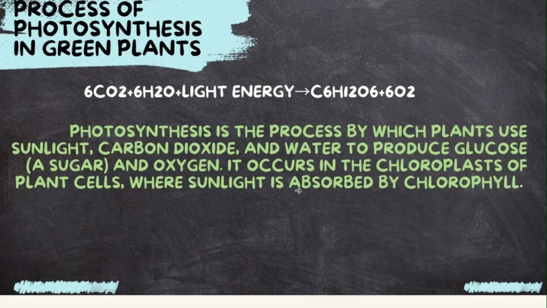So this is the process by which plants use sunlight, carbon dioxide, and water to produce glucose and oxygen, and it occurs in the chloroplast of the plant cell where light is absorbed by the chlorophyll. So chlorophyll is like a green pigment within our green plants, basically.